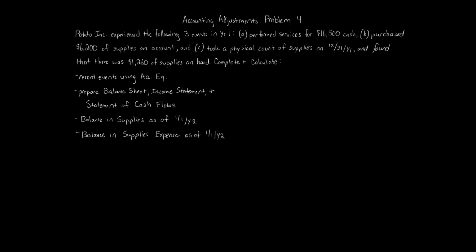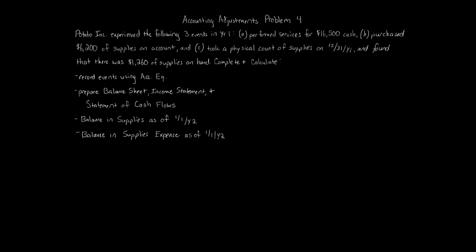Accounting Adjustments Problem 4. Potato Inc. experienced the following 3 events in year 1. Performed services for $16,500 cash. Purchased $6,200 of supplies on account, and took a physical count of supplies on December 31st, year 1 and found that there was $1,260 of supplies on hand.